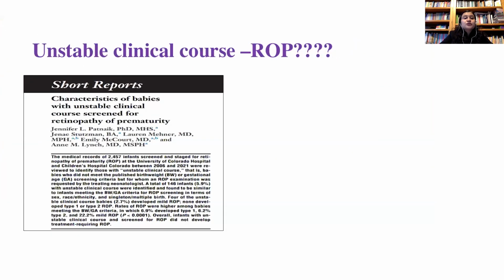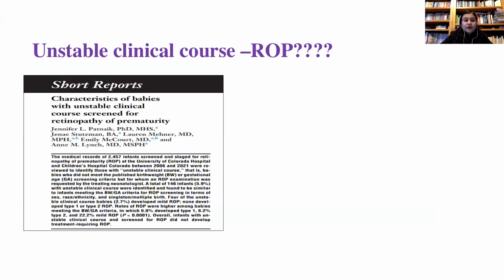So the next question is whether we should screen infants with an unstable clinical course. Most of the time we see cases from neonatologists who have unstable clinical courses. They are referred to us for screening of ROP.